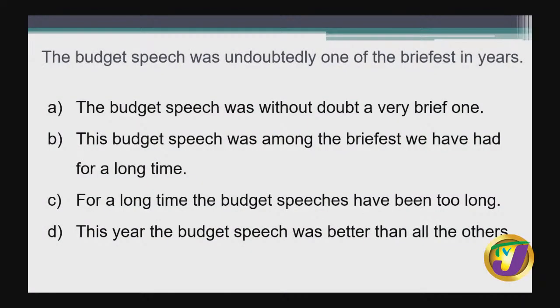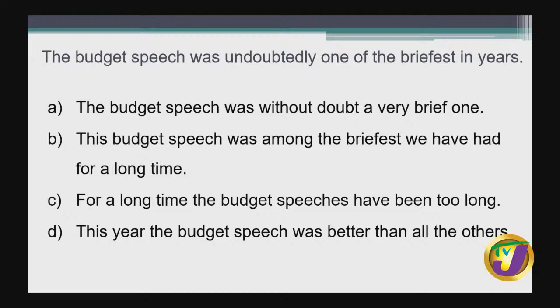Let's look now. This budget speech was among the briefest we have had for a long time. Okay, sounds like we can work with that, but let's look at C as well. For a long time, the budget speeches have been too long. No, those two could work. However, you're looking for the one that conveys the same idea as the original. So one of these talks about the fact that this speech, compared to others, is one of the shortest we have seen in a while, whereas the other one doesn't talk about this speech in particular. It talks about all the speeches before, saying that they have been fairly long.